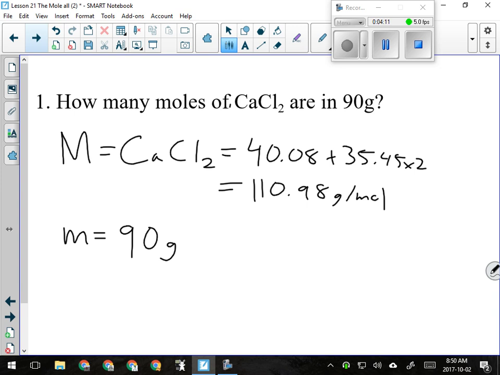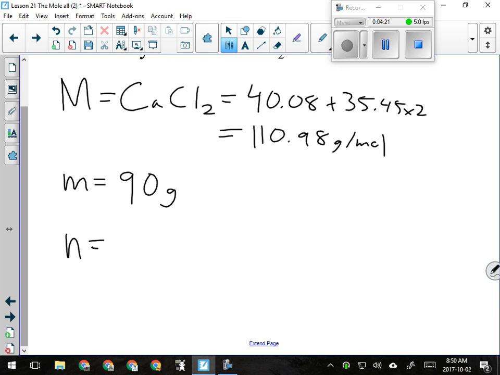1 mole of calcium chloride has a mass of 110 grams. Do I have more or less than 1 mole here? Less. All right, so that's all right. We're going to get a decimal when we calculate N. The question is asking us how many moles there are. So we're looking for N, which means we don't have to manipulate the formula. It's already set up to calculate the number of moles.